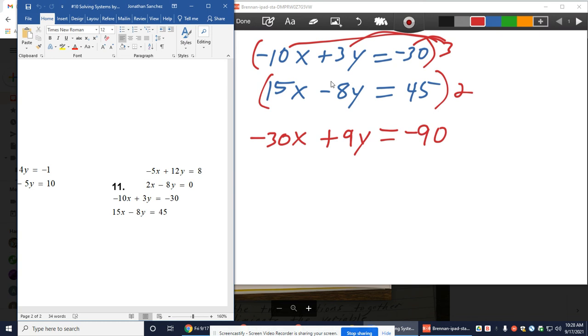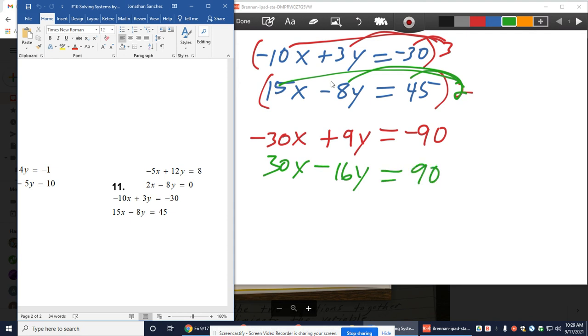Okay, now I'm doing the 2's. I'll do a green color. Let's do 2 times 15 is 30x. 2 times negative 8 is negative 16y. And 2 times 45 equals 90. So even though this looked really messy at the start, now we're back to one of those really, really easy problems, and they make it even easier because negative 90 plus 90 is 0, so this equals 0.